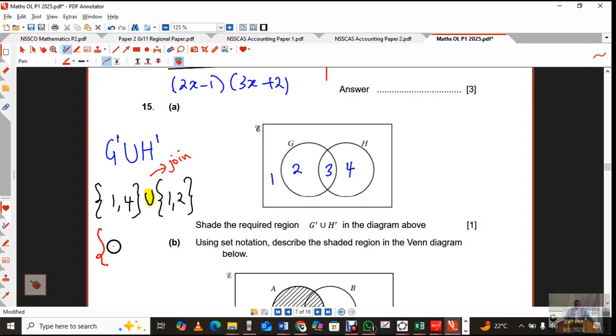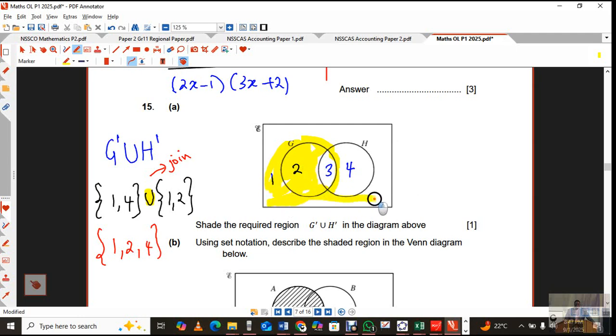But we're not going to write something twice. So 1 must be written there 2 times, but you write it once. 1 and 2 and 4. Where you have 1, 2, and 4, that's what you're going to shade. Okay? So the shading takes place at 1, 2, and 4. So the only place that will not be shaded is where the 3 is. Right? Everything else will be shaded.